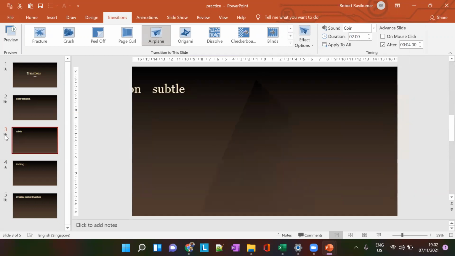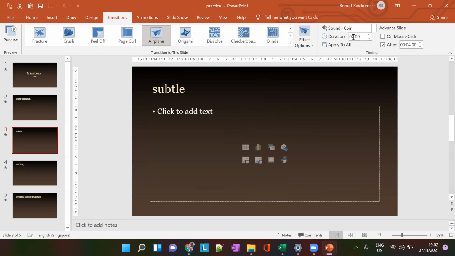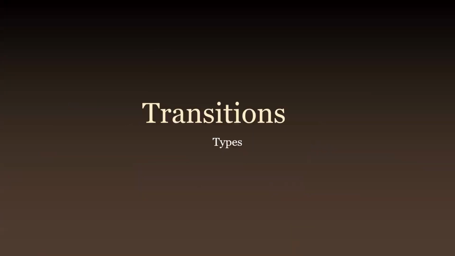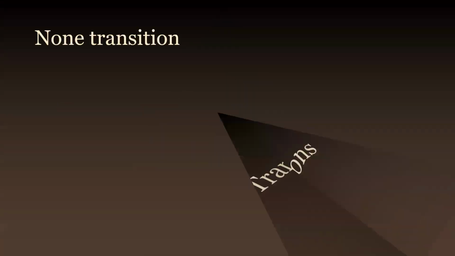Let's see how to preview. You can see here the sound, right? When I click it, you can see the transition. It applies a sound for the particular transition here. So remember, we haven't clicked the apply to all option here. So if you do the transition, only the particular slide, the subtle slide, will have the coin effect automatically. So let's wait for it. 1, 2, 3, 4. Okay.